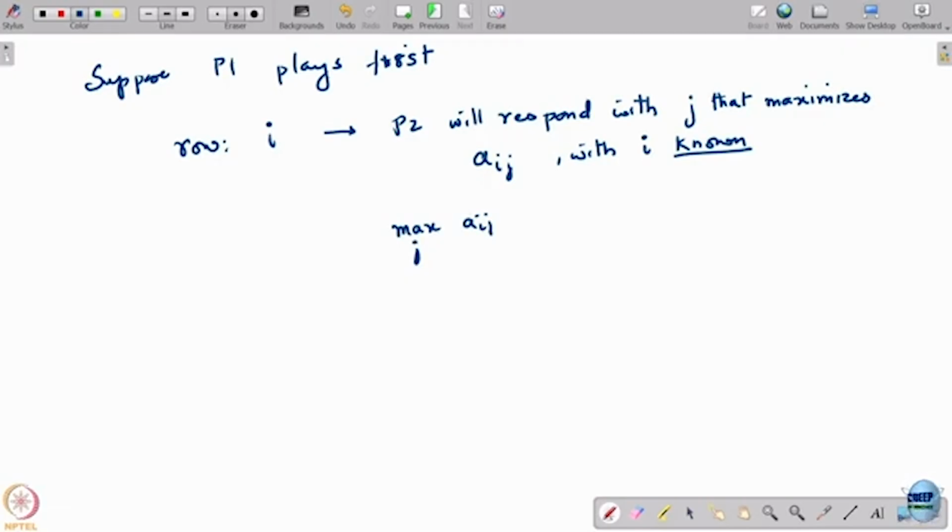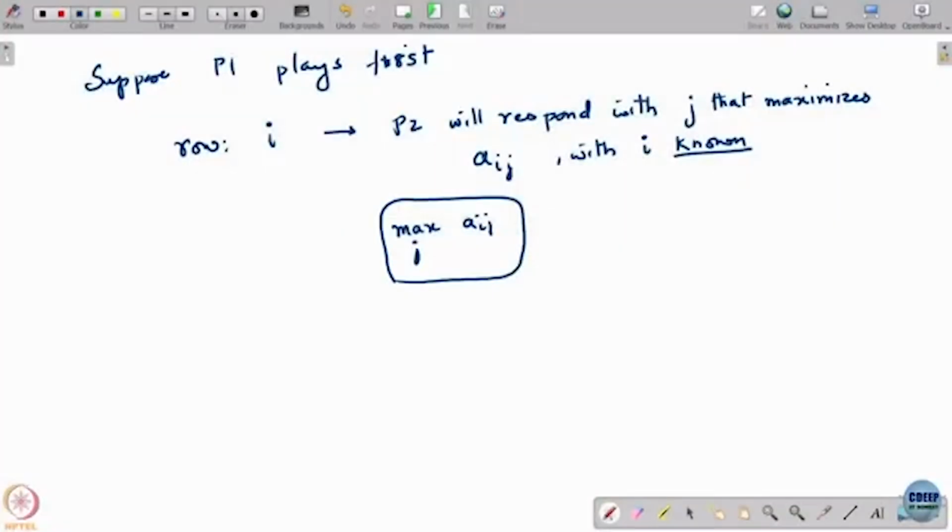Now this is what happens when player 1 plays a row I. But player 1 knows that this is what is going to happen, because player 2 is going to be maximizing aij. So he can choose his row I in anticipation of how player 2 is going to respond. What row should he be playing in that case? He should be playing the row I which minimizes this term. So he should choose the row I star such that it minimizes the max over j of aij.